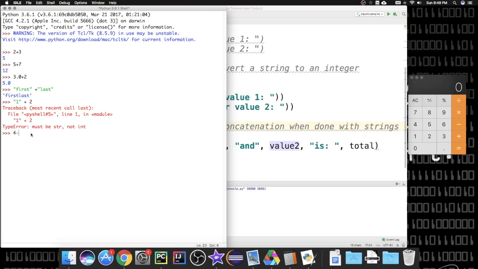Okay. Subtraction is fairly straightforward. So 4 minus 2, going to make 2. 7 minus 1, going to make 6. Again, integers in give you integers out. If I enter in a decimal, like a 6.4 minus 3.1, I'm going to get a 3.3 as my answer.